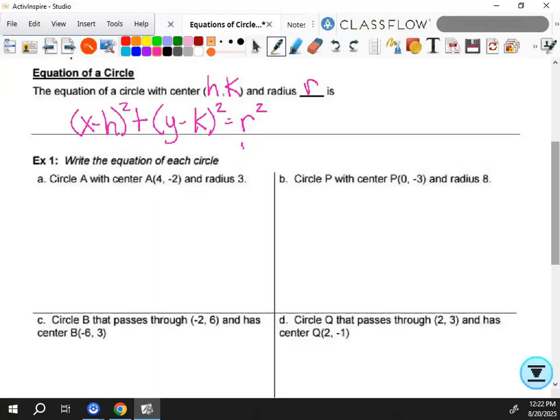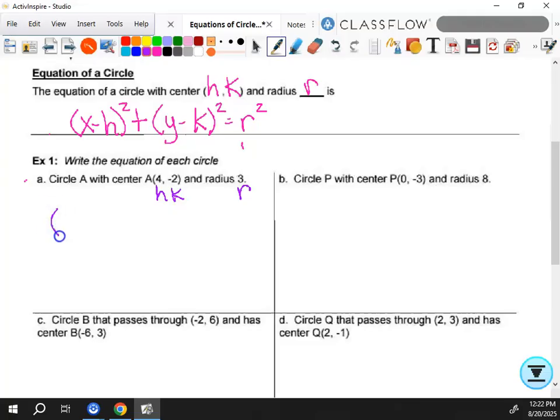But let's talk about if we do have this and we're trying to write an equation, what we would do. Okay. So I have a circle A with this center and this radius. So I'm going to label it. My center is (h, k). My radius is 3. Then I'm going to substitute in what I know. And just like any other equation, when I'm done, I should have an x and y in there, but all my other letters should be gone. They should be numbers or not there at all.